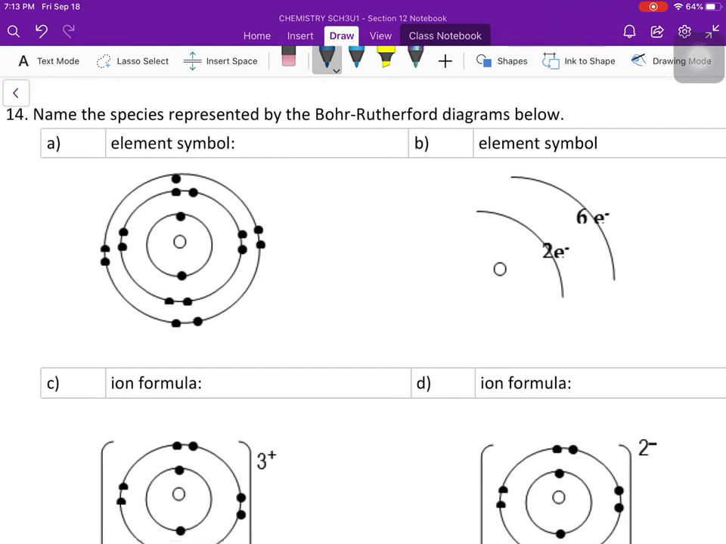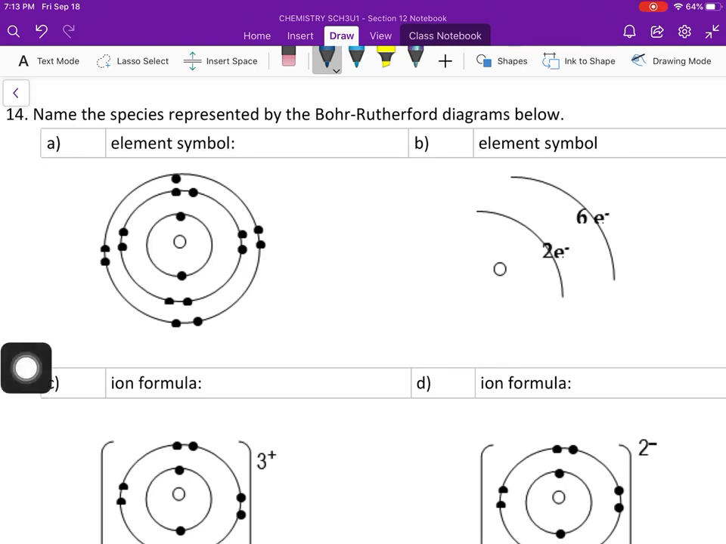Okay, Bohr-Rutherford diagram. So most of the time you have probably seen them drawn like this. Now, yesterday we talked about how in the center we would draw or identify the number of protons and number of neutrons. So these diagrams here aren't drawn fully complete because they do not identify the protons and neutrons here. So we are going to determine what element we have here.